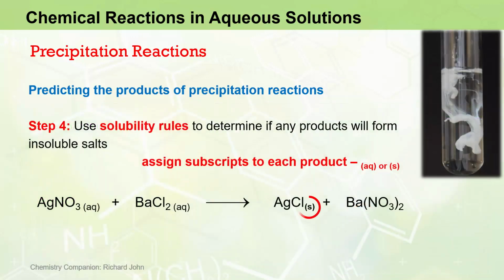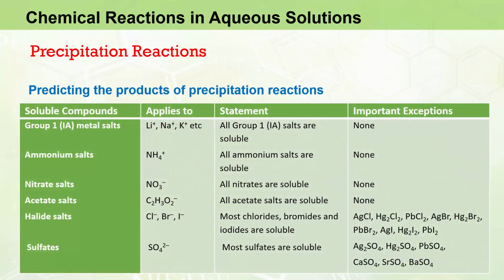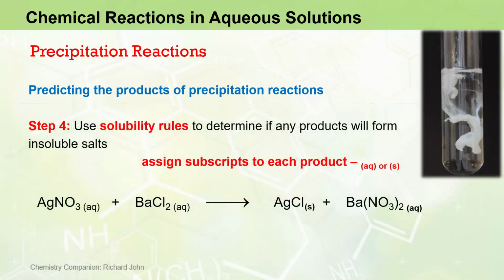So silver chloride will require an S subscript to indicate that a solid precipitate will form, as shown in the photograph here. In terms of barium nitrate, we see that all nitrate salts are soluble and there are no exceptions. So barium nitrate will require the AQ subscript indicating it exists as an aqueous solution.